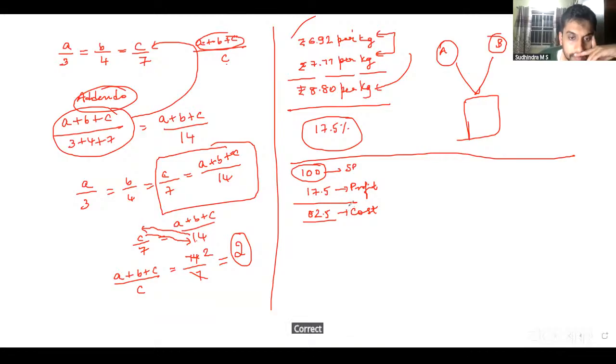Correct? So, if selling price is 8.8 rupees per kg, what would be the profit? 1.54. 8.8 into 17.5%, we get 1.54. If I reduce that, what is the cost?